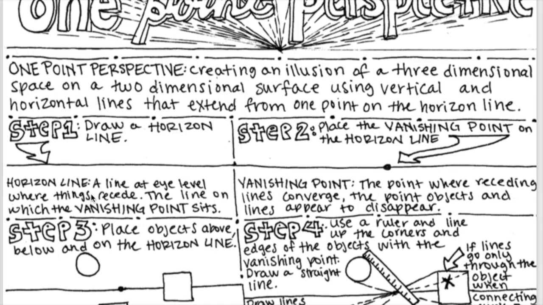It says horizon line is a line at eye level where things recede, so where things move back. The line on which the vanishing point sits. Step 2, place the vanishing point on the horizon line. That's this guy right here. Our vanishing point is the point where receding lines converge and the point objects and lines appear to disappear. So that just means it's the point if we're looking down a straight dirt road or if we're looking down railroad tracks where we see it make that triangle and things disappear. That's your vanishing point.